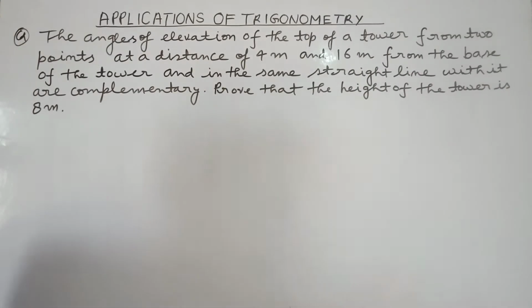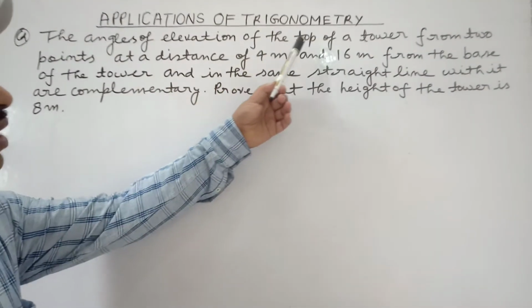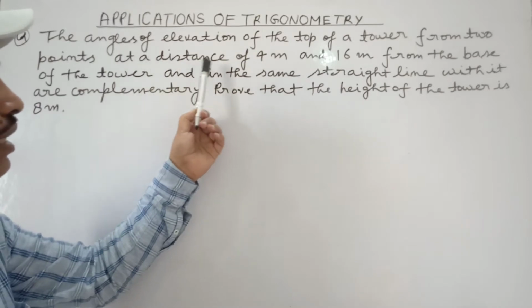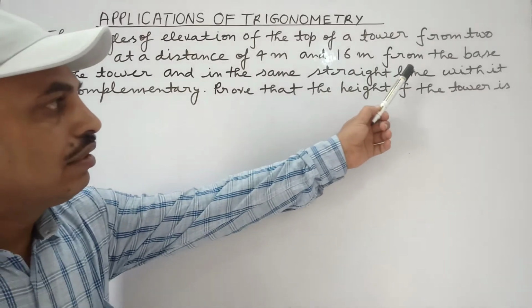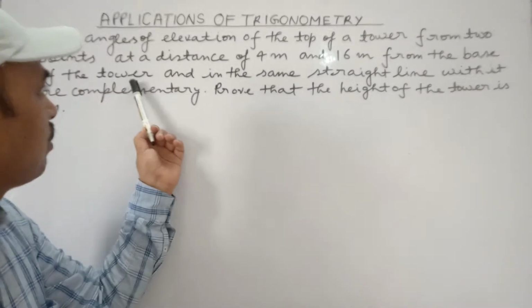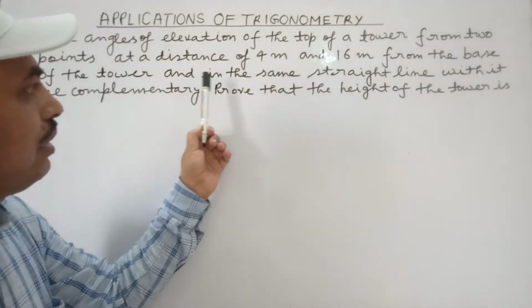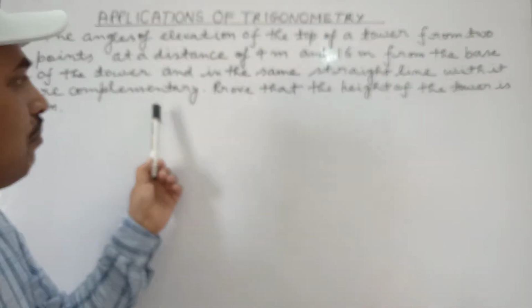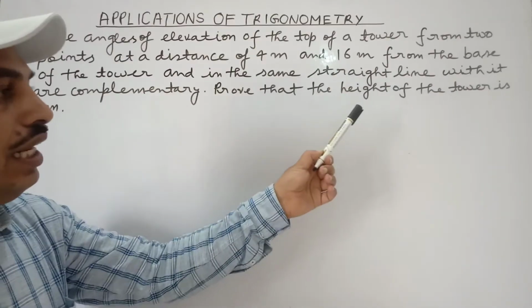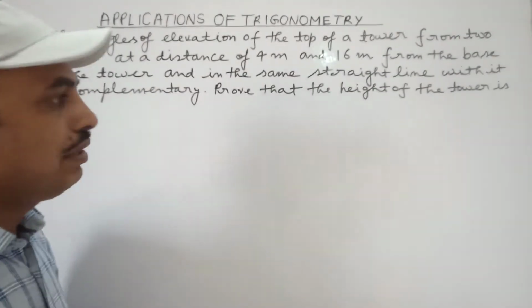In this question, the angle of elevation of the top of a tower from 2 points at a distance of 4 meter and 16 meter from the base of the tower and in the same straight line with it are complementary. Prove that height of the tower is 8 meter.